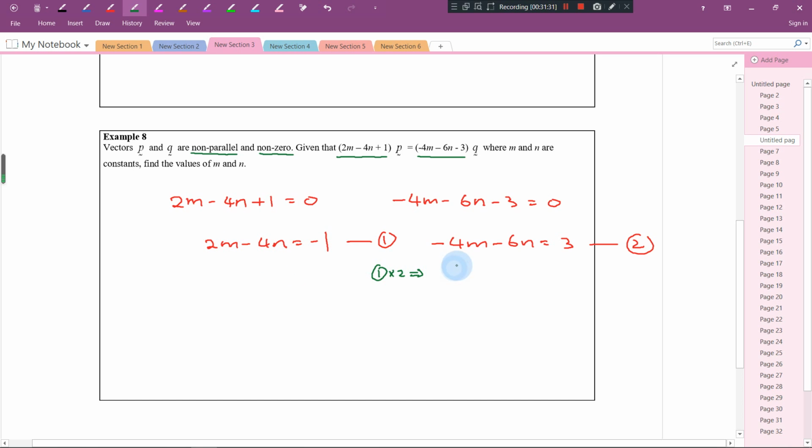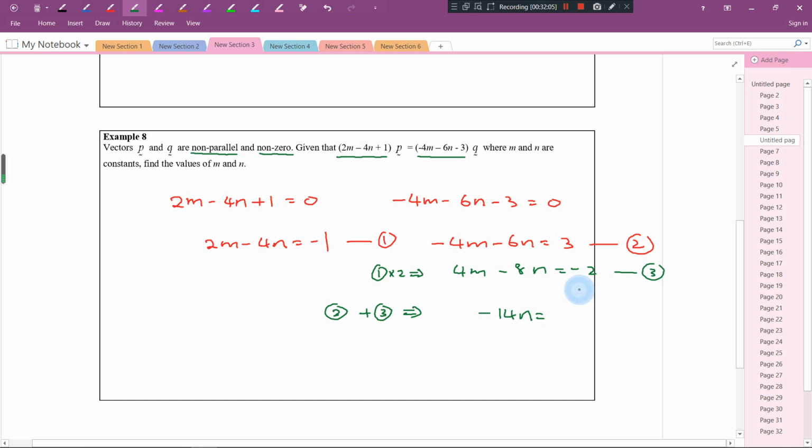Then this will become 4m, this will become negative 8n, and this will become negative 2. So this is the third equation. Now we have 4m over here, and negative 4m in the second equation. I can eliminate the unknown m easily. So I just take the second equation plus the third equation. Negative 4 plus 4 becomes 0, so we have successfully eliminated the m. This one plus this one, you get negative 14n.